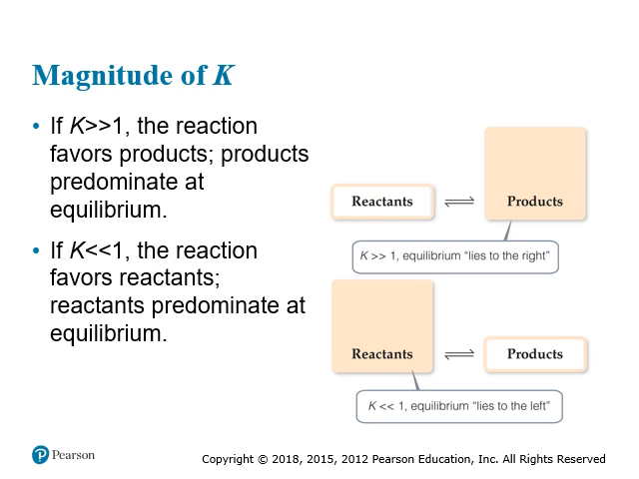Conversely, if K is very, very small, if K is significantly less than 1, then the reaction prefers that reactants be formed. Reactants are going to dominate the equilibrium mixture. And it is said that equilibrium essentially lies to the left.